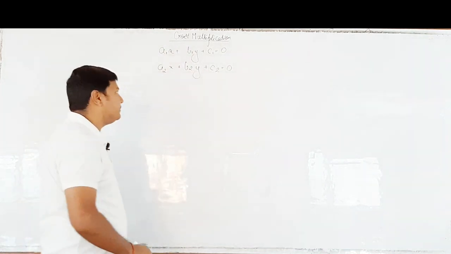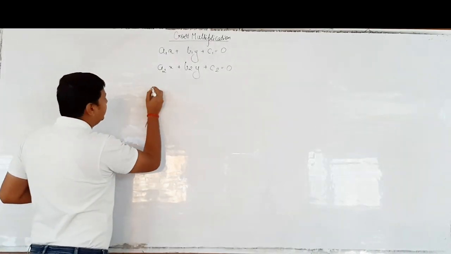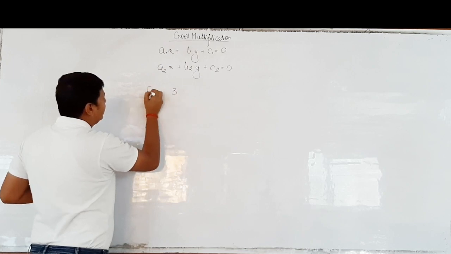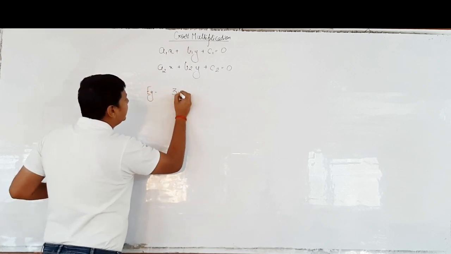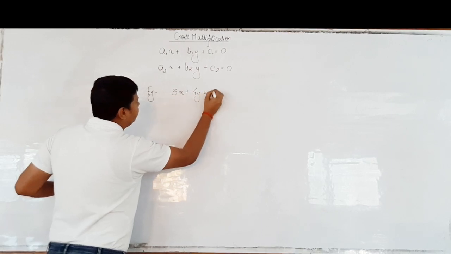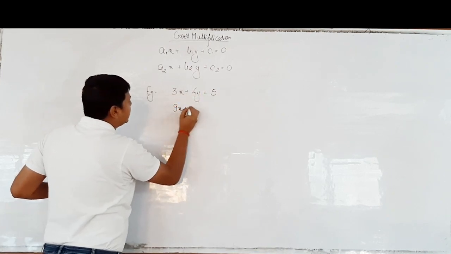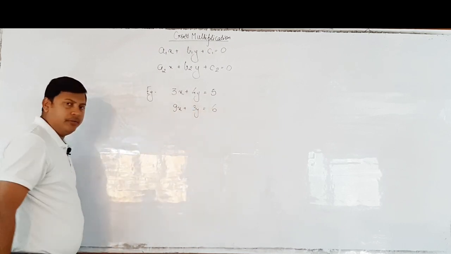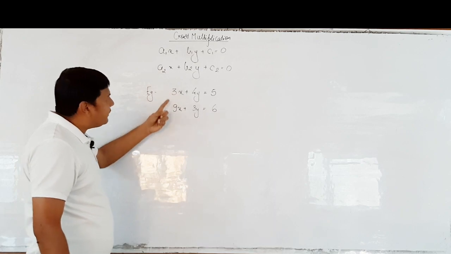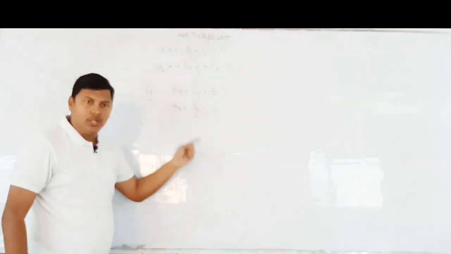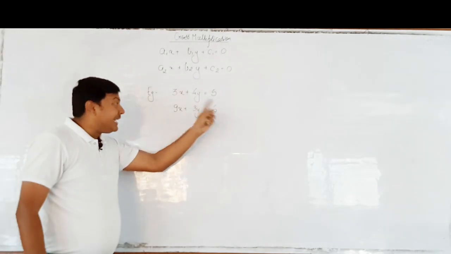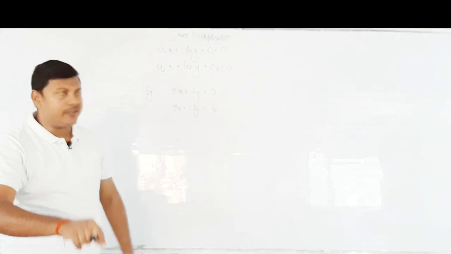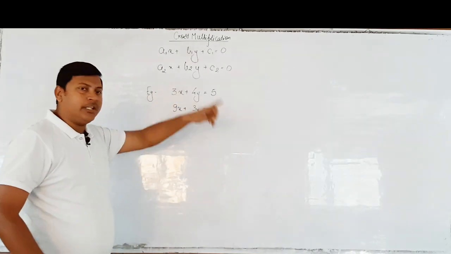So what I mean to say is, for example, an equation has been written as 3x plus 4y is equal to 5 and 9x plus 3y is equal to 6. That's not the right form for solving with cross multiplication. If you have to solve it with cross multiplication, you have to write it in the right form.